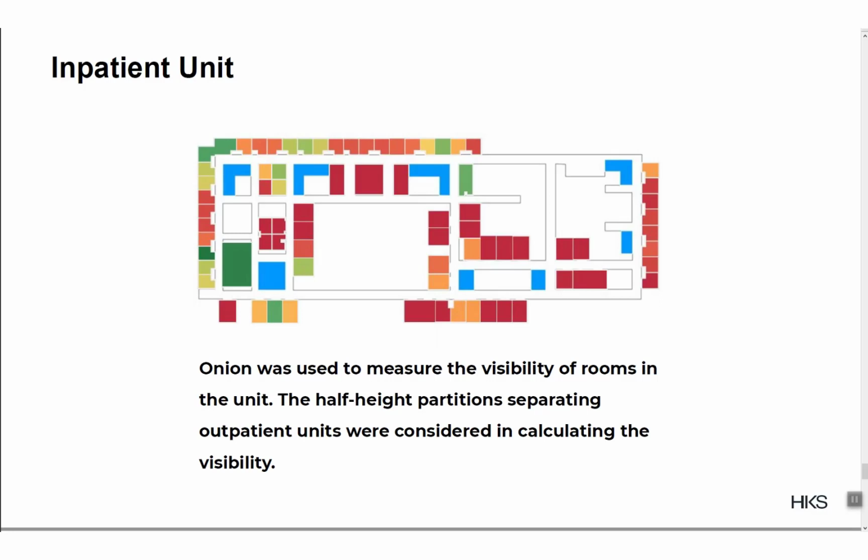Just to make it more clear, these blue areas are nurses stations, and the other ones are patient rooms. You see that the ones next to a nurses station have higher visibility. They're green, but if you are here, very isolated, you get red.